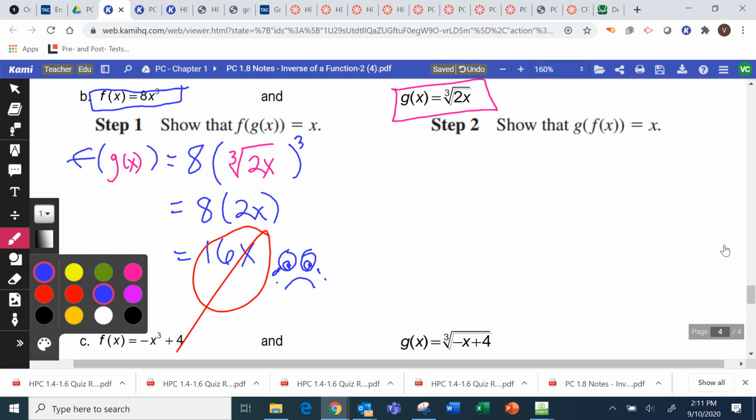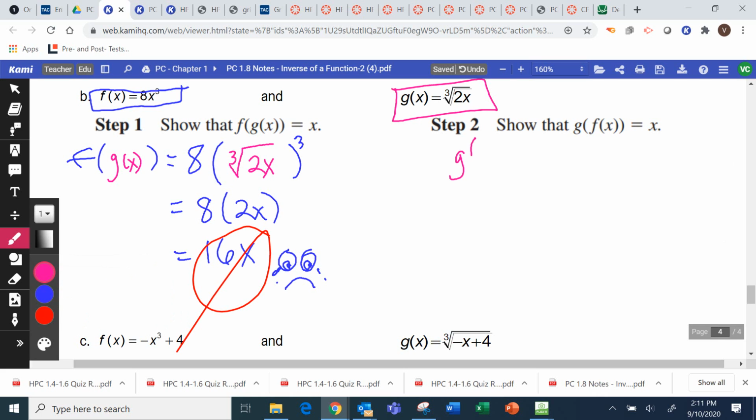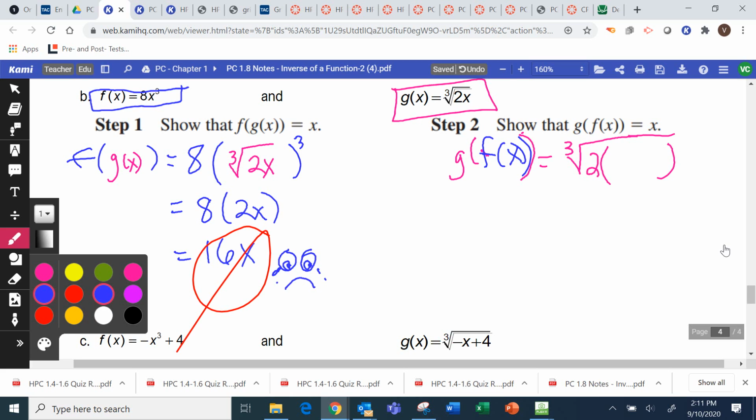All right. So let's try g of f of x. Oops, g of x. If I could just stick with my colors, that'd be helpful. Okay, so my g equation is cube root, and I have a 2. Then I have my x, so that's where my parenthesis is going to go. And I'm going to go over and grab my f equation and put it in there.